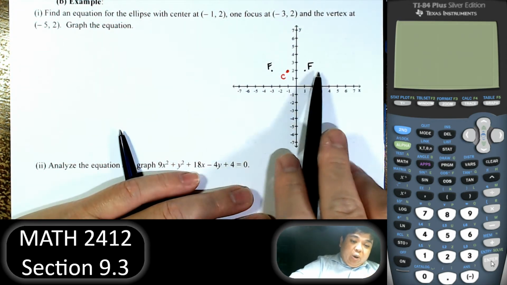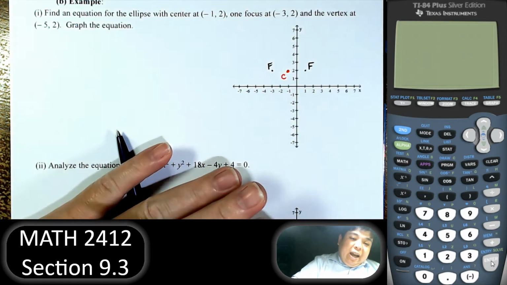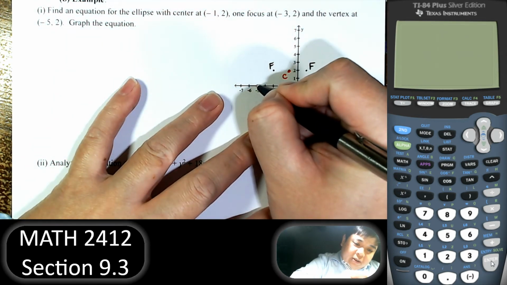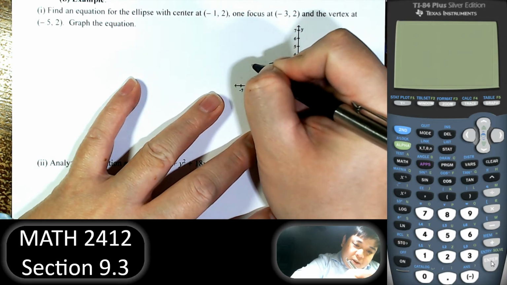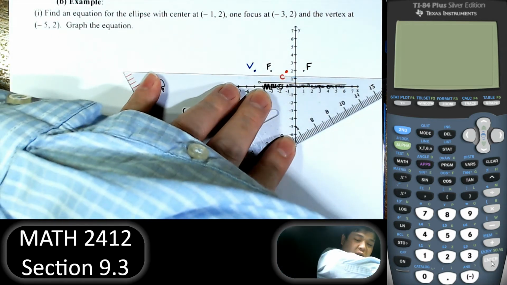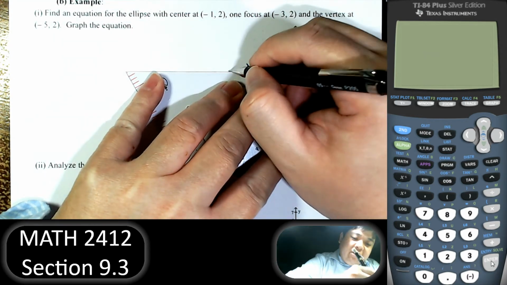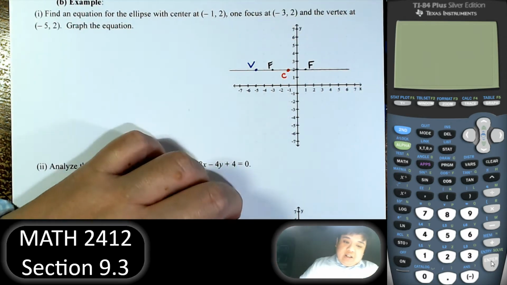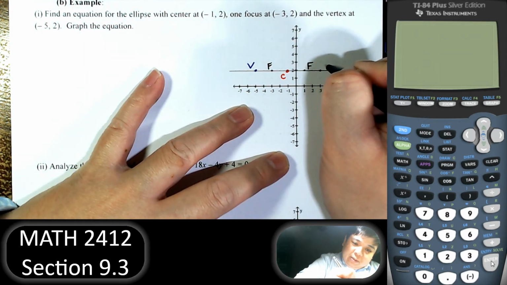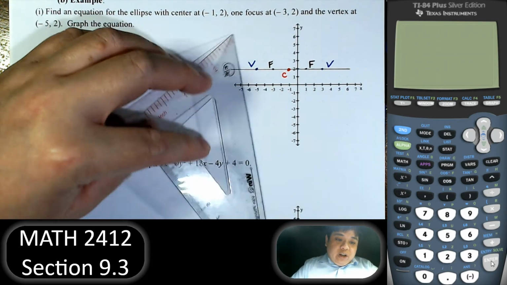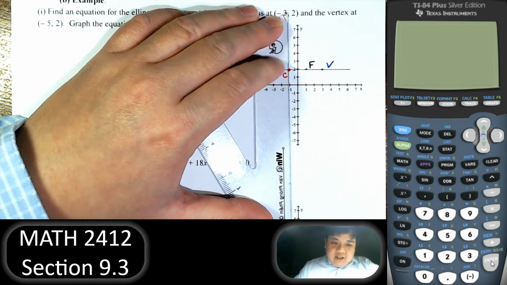Of course, we will write the coordinates for them later. And then one vertex is -5 and 2. With that we know the major axis has to be horizontal, because the major axis contains everything: the center in the middle, 2 foci, 2 vertices. And then the other direction will give us the minor axis.